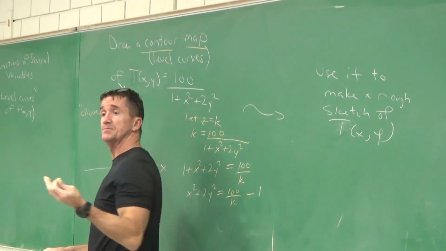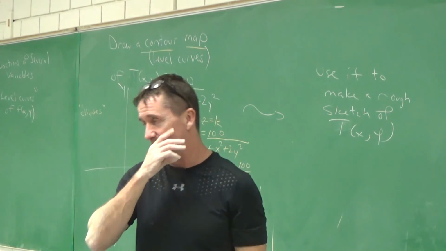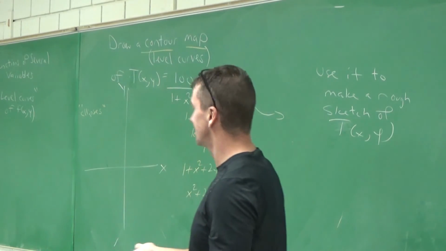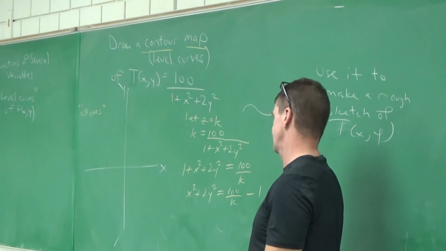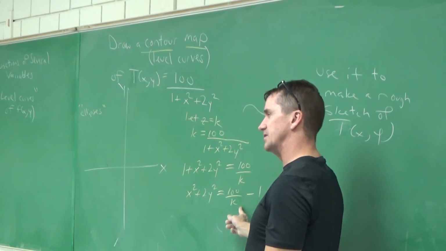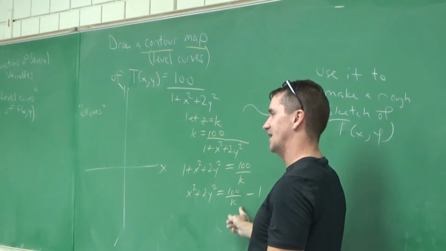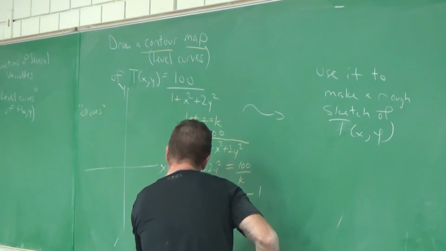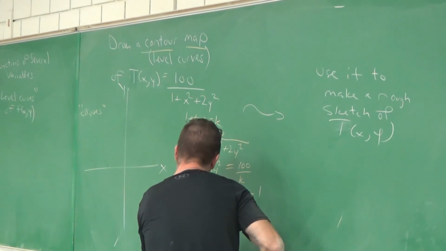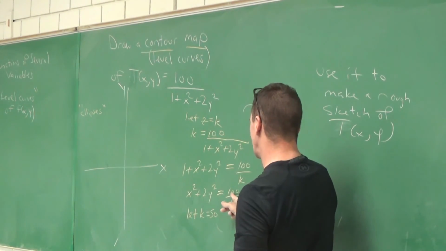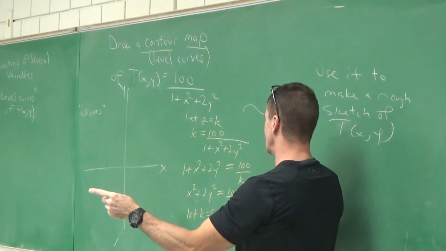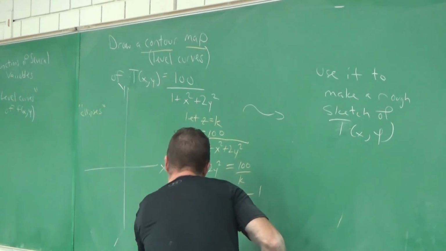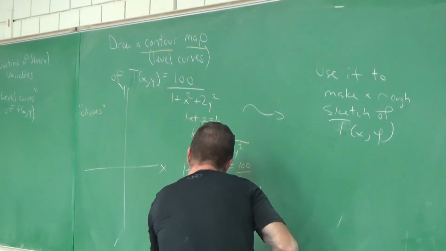Well, it's a family of ellipses. Mathematicians use that word family. Help me pick some k values though. Now listen, let k equal 50. If you let k equal 50, 150 is 2, 2 minus 1 is 1.